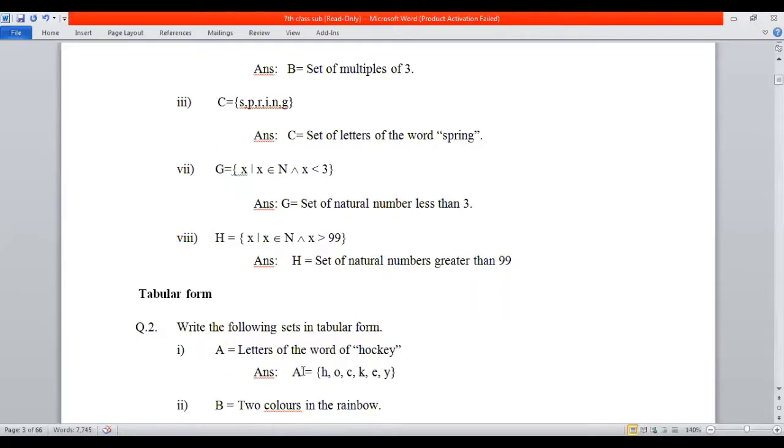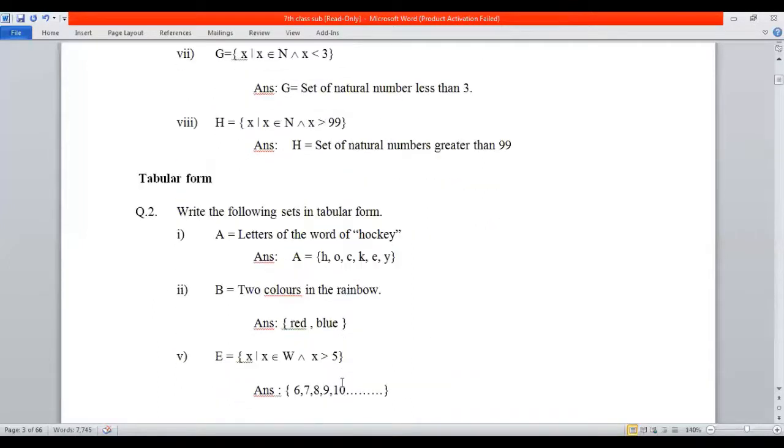The same name you will give in the answer, A equals, and then, as we studied in the definition, in tabular form we enclose in braces. So we start the curly bracket, then H comma O comma C comma K comma E comma Y, and then close the bracket. So we represent this set in tabular form.